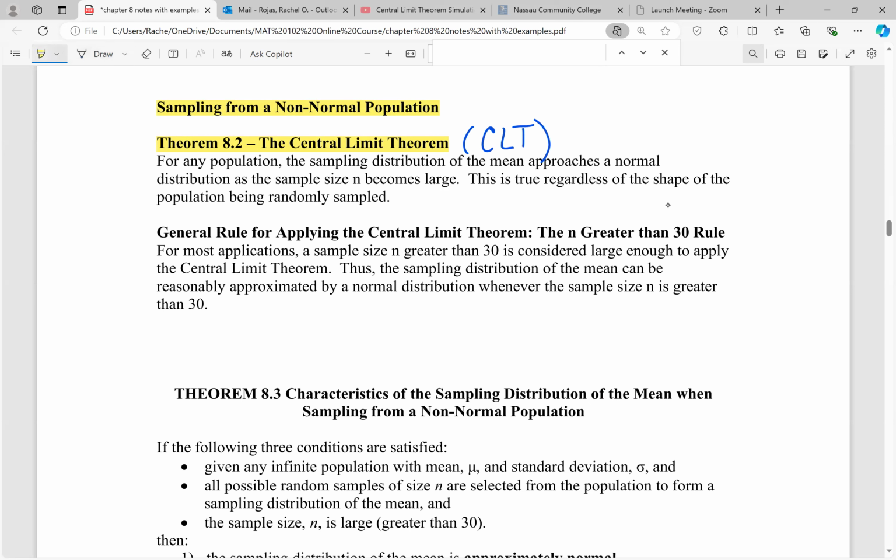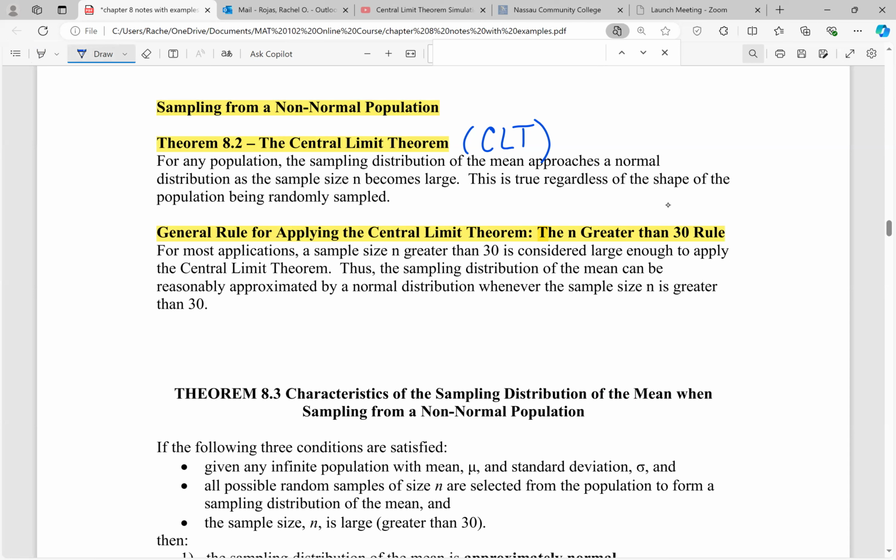So the general rule for applying the central limit theorem is the n greater than 30 rule. For most applications, a sample size n greater than 30 is considered large enough to apply the central limit theorem. So the sampling distribution of the mean x bar can be approximated by a normal distribution whenever the sample size n is greater than 30.